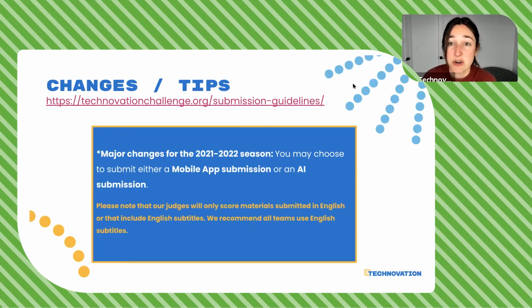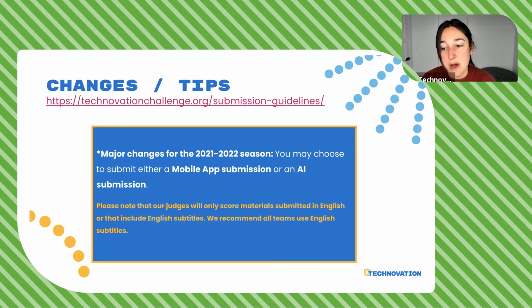Looking at changes, I'm sure all of you have noticed this, but the major change for this season is that you can choose to either submit a mobile app submission or an AI submission. You'll see that on the page as you actually move to submit. So you'll just click on which one of those you're doing.